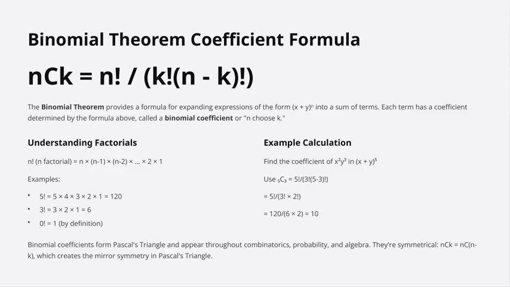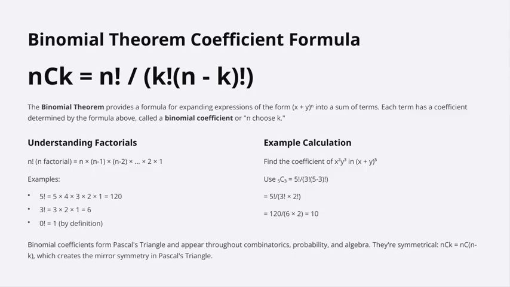Now, understanding factorials is key here. Recall that n factorial, written as n!, is the product of all positive integers from n down to 1. For example, 5 factorial is 5 times 4 times 3 times 2 times 1, which equals 120. And 3 factorial is 3 times 2 times 1, giving us 6. Interestingly, by definition, 0 factorial is 1.